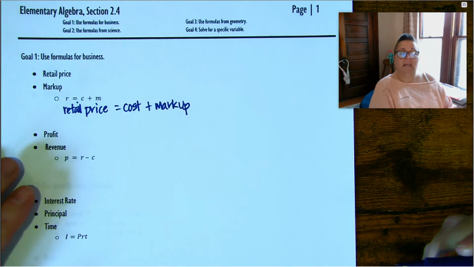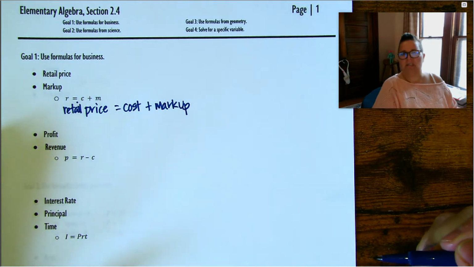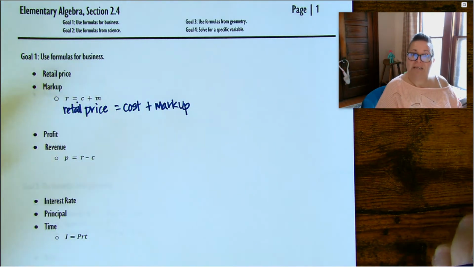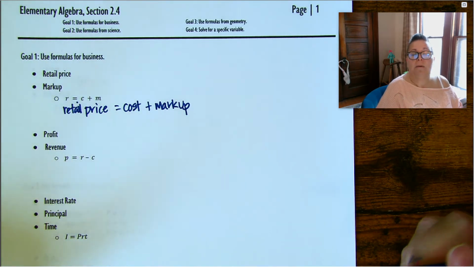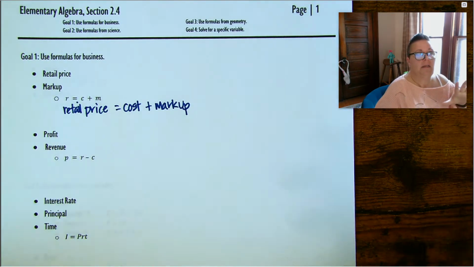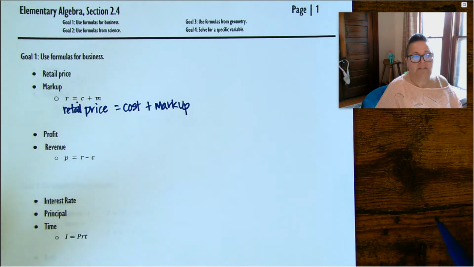If you don't have any kind of exposure to business, you may not realize that what a business pays for an item is called its cost. And then the markup is any additional monies that they add to their cost before they sell it in a sort of consumer type situation.